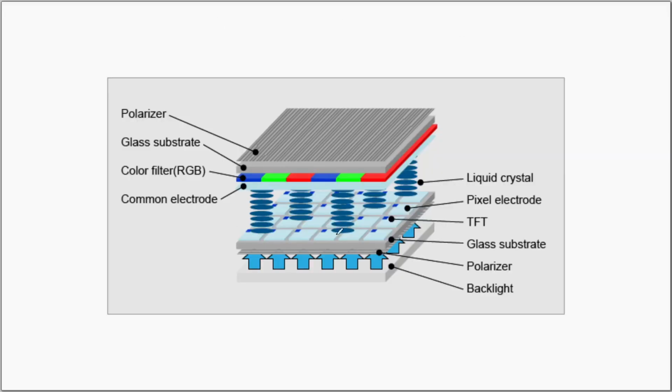A general liquid crystal display structure will be like this: a source of light which is called the backlight. This light is covered with a diffuser, so that the intensity of light coming out of this backlight will be diffused, or it will have uniform intensity. Over that you will have a polarizer. The light coming from this particular polarizer will be linearly polarized light. Over that you will have a glass substrate. Over the glass substrate we have the TFT. TFT means thin film transistor.